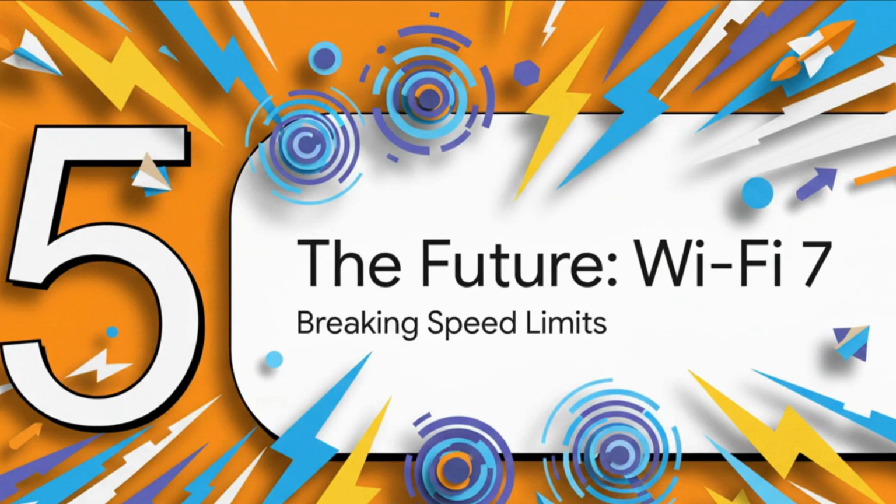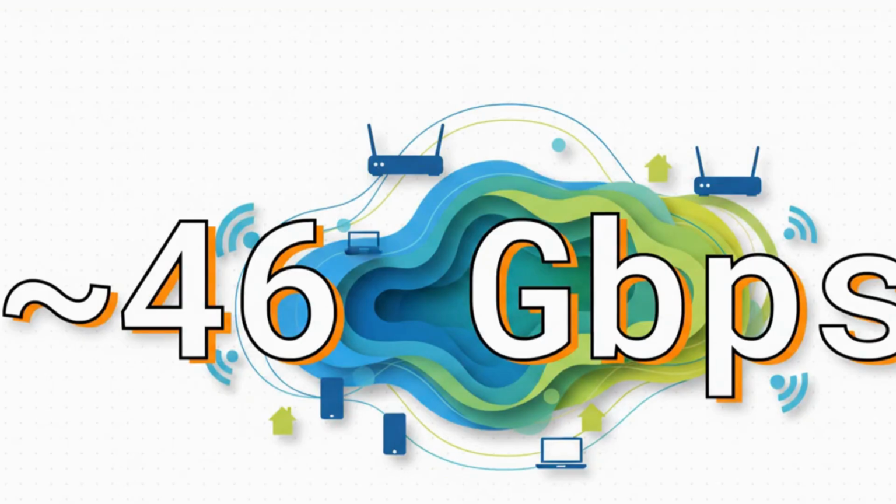The future, Wi-Fi 7, breaking the speed limit. 46 gigabits per second. Just let that number sink in. That is the maximum theoretical data rate for the brand new 802.11be standard, officially known to the rest of us as Wi-Fi 7. Operating simultaneously across the 2.4, 5, and 6 gigahertz bands, Wi-Fi 7 is designed to offer speeds and network efficiency that literally dwarf absolutely everything that has come before it.